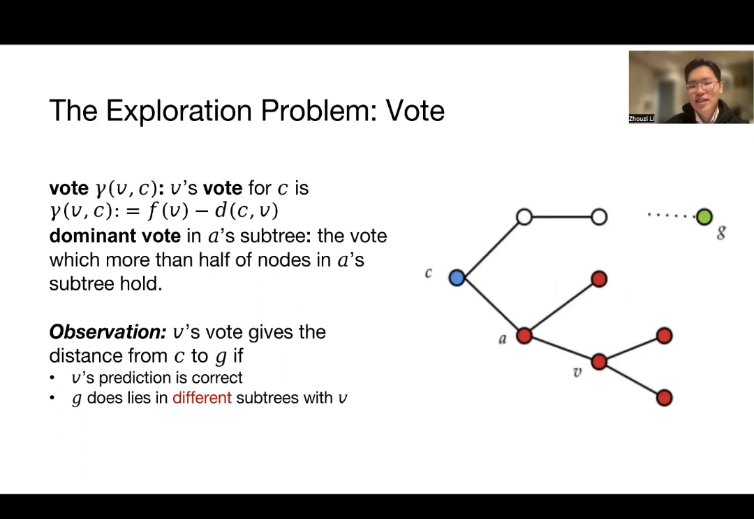Then we define the concept of volt. V's volt for C is F_V minus the distance between C and V. And the dominant volt in A's subtree is the volt which more than half of the nodes in A's subtree hold. Here we should note that if V's prediction is correct and G does not lie in A's subtree, V's volt is just the distance from C to G. The proof of this observation is straightforward by definition.